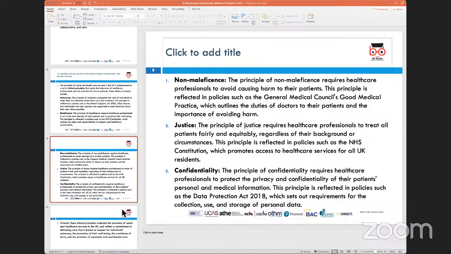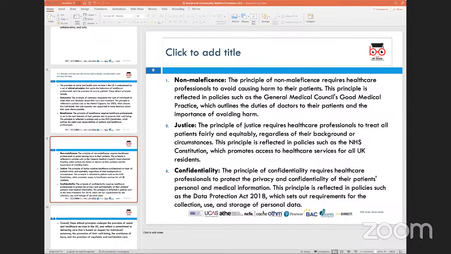Now, what we also want to look at is some of the other ethical principles that have to be followed while we are delivering healthcare services, specifically from a community and a social welfare provision. We also look at the ethical principles of justice and confidentiality.